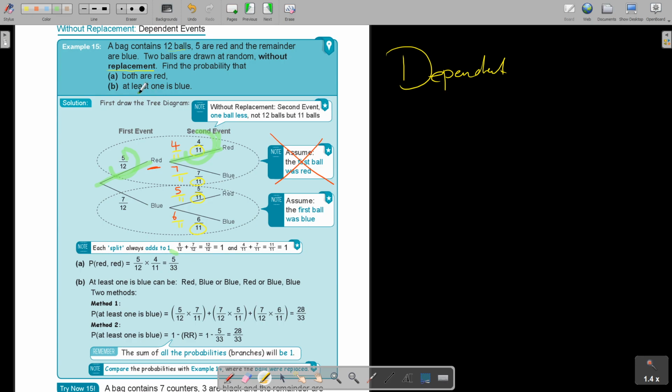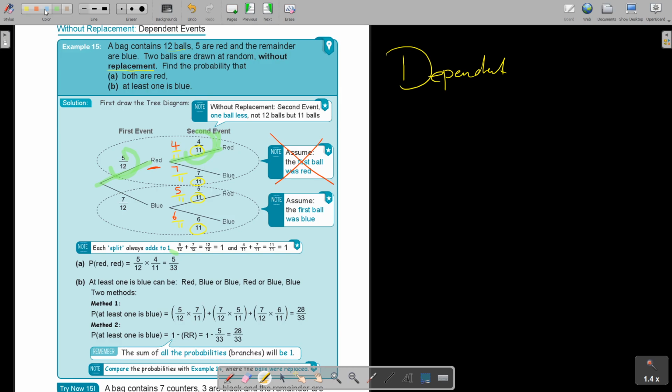And then the next one, okay, and it's again a little bit the English: at least 1 is blue. What does that mean? Can be 1 that's blue, can be 2 that's blue. So there must just be a blue. Now if you look at this branch, I want to show you, and then I'll show you the other method also.